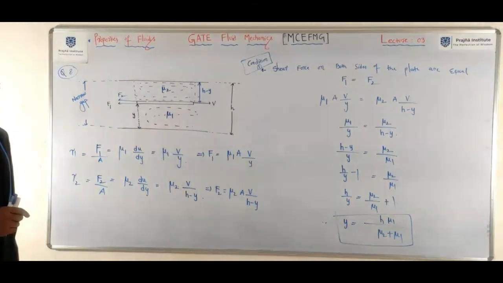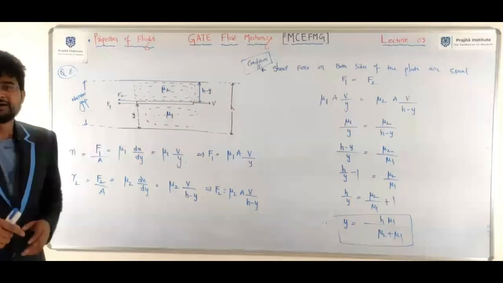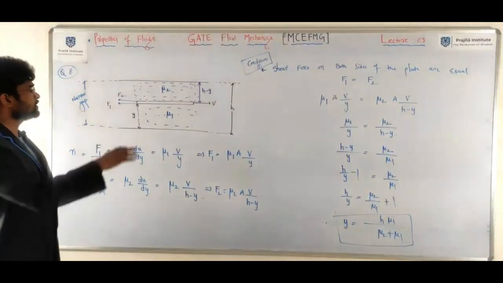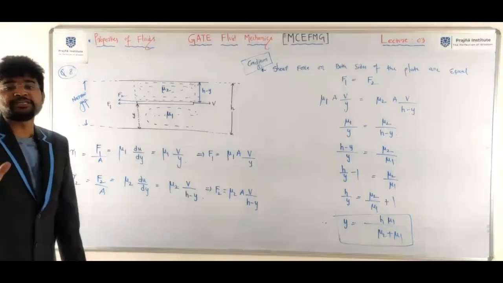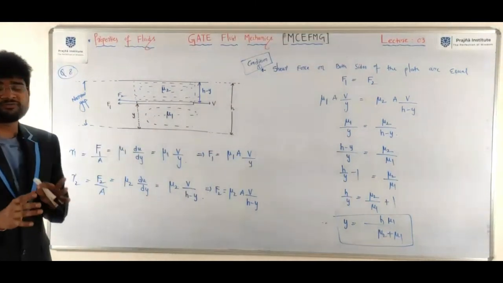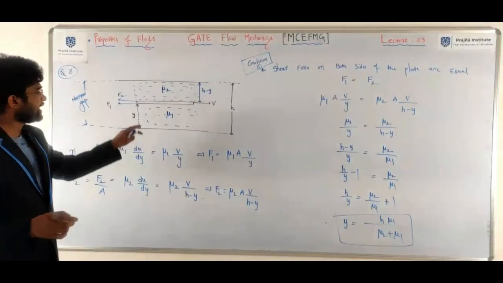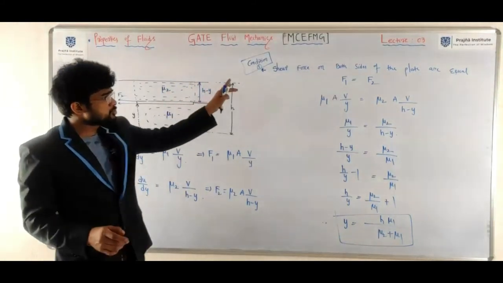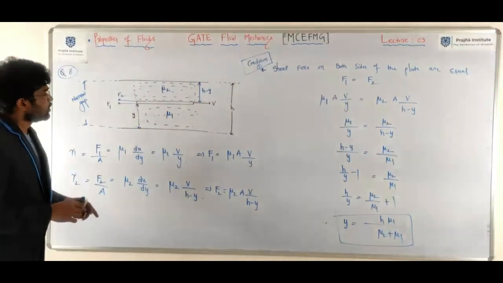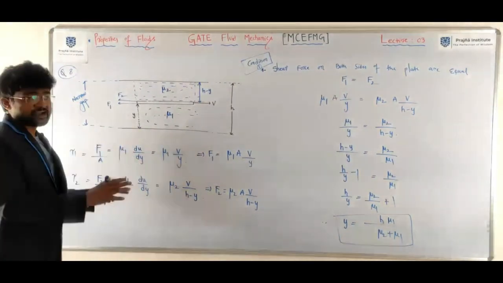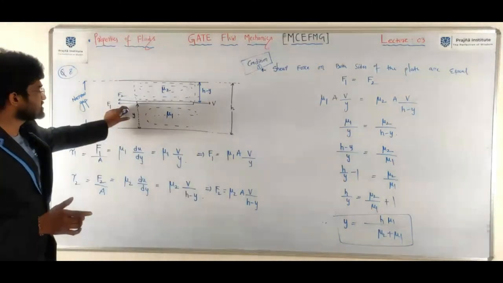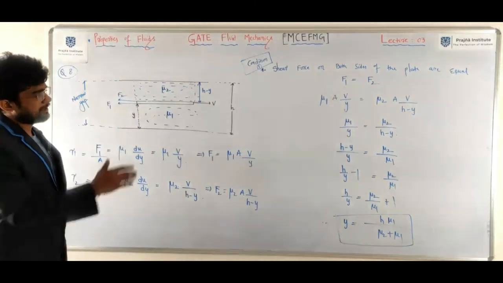Next condition is what? What is the value of y when the drag force is minimum? Total drag on the plate is minimum. In that case, what is the value of y? Here we are having two cases. One is shear force on both sides of the plate are equal. Second case, total drag force on the plate is minimum. In that case, what is the value of y? Write down up to here.